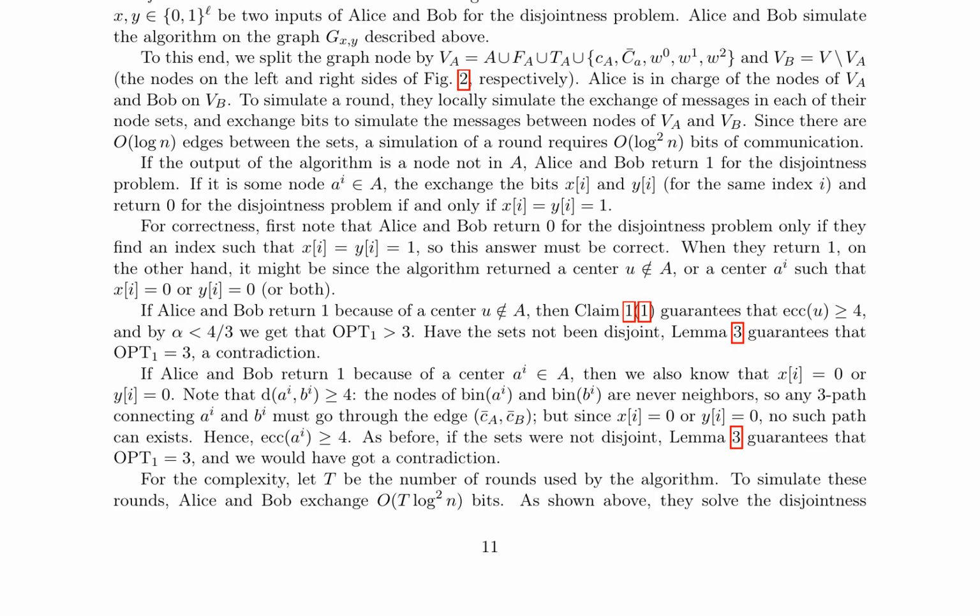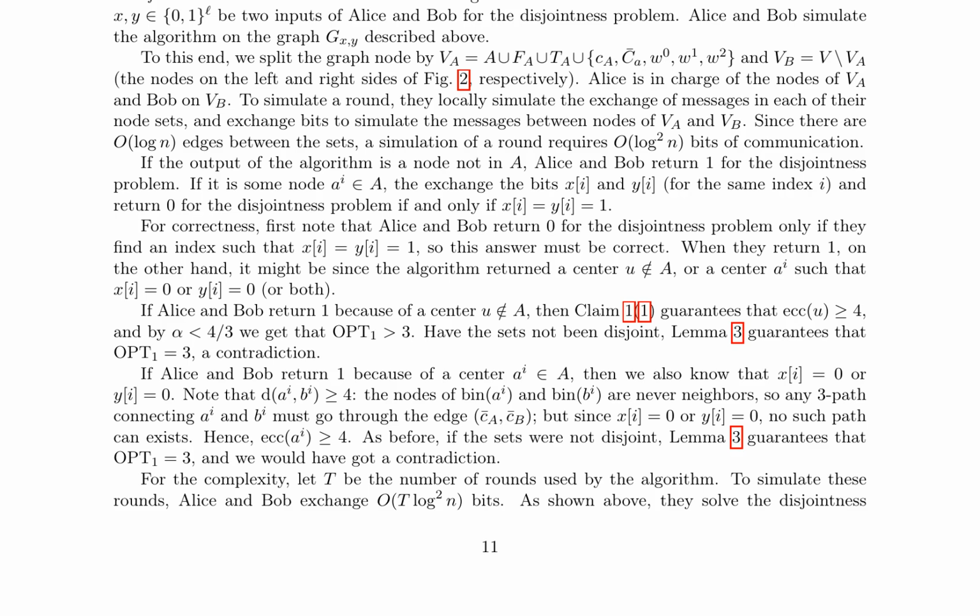If the output of the algorithm is a node not in A, they return 1 for the disjointness problem. If it is some node i element of A, they exchange the bits x_i and y_i, and return 0 for the disjointness problem if and only if x_i equals y_i equals 1. The correctness of this approach is shown by considering two cases: when Alice and Bob return 1 because of a center u not an element of A, and when they return 1 because of a center i element of A.